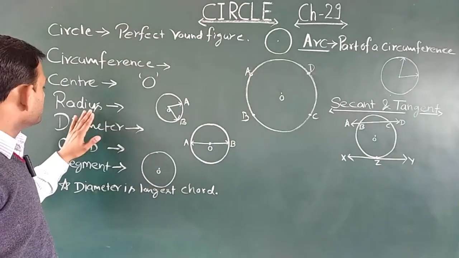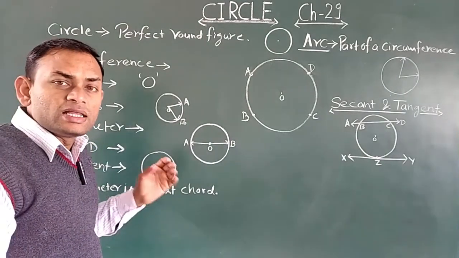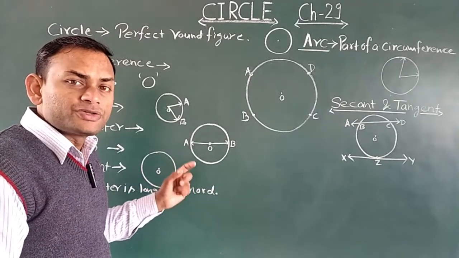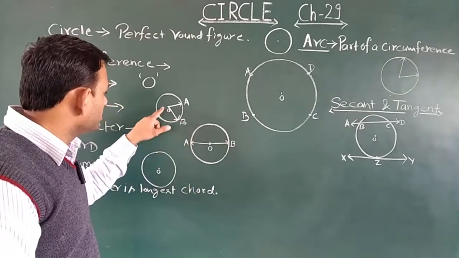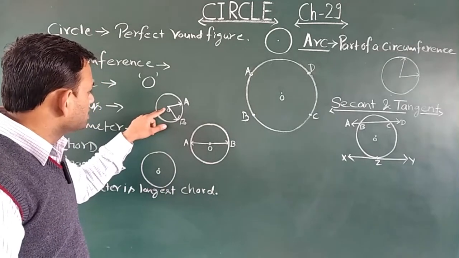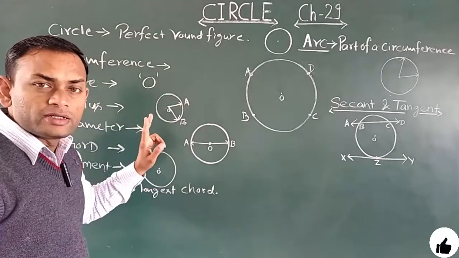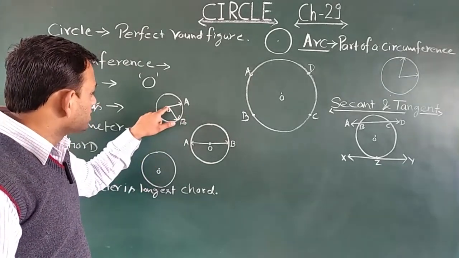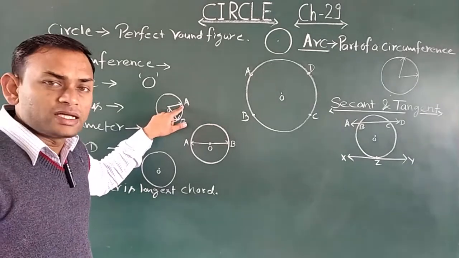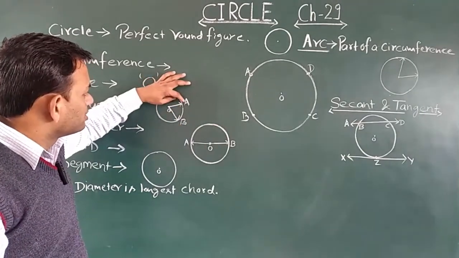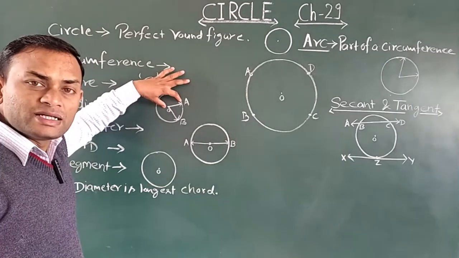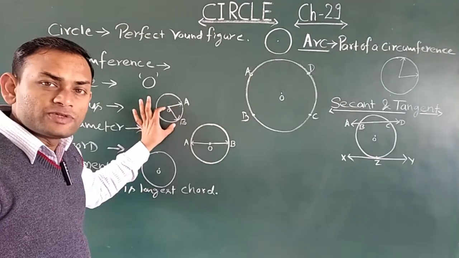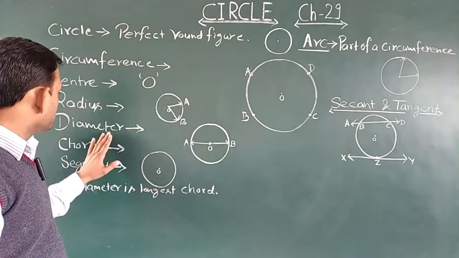After that, radius. What is the radius? A line which connects center to any point of the circumference of the circle is called the radius. As you can see here in this circle, O is a center and A and B, 2 points are present on the circumference of this circle. And you can see that OA line is just connecting center and the point A. So OA will be the radius of this circle. Similarly, OB will be the radius of this circle. Got it? After that, diameter.